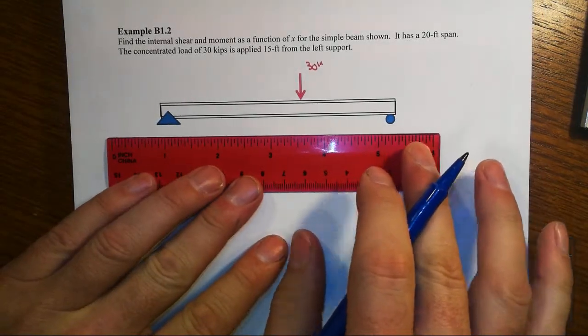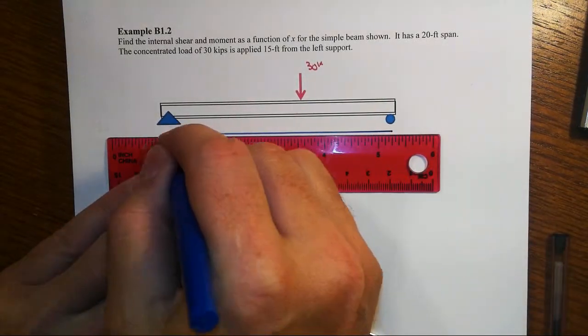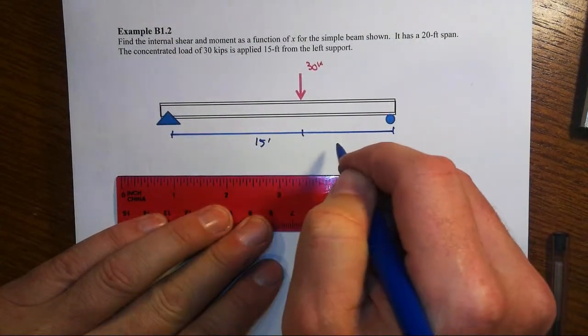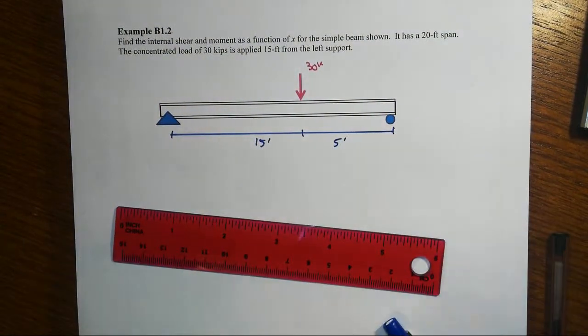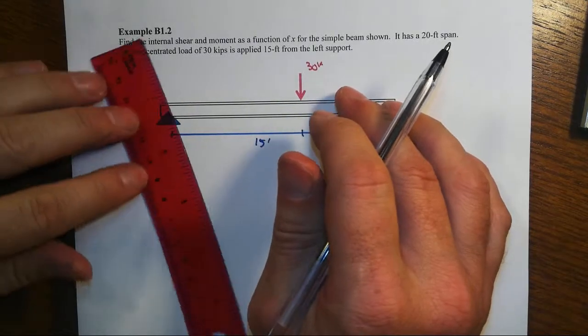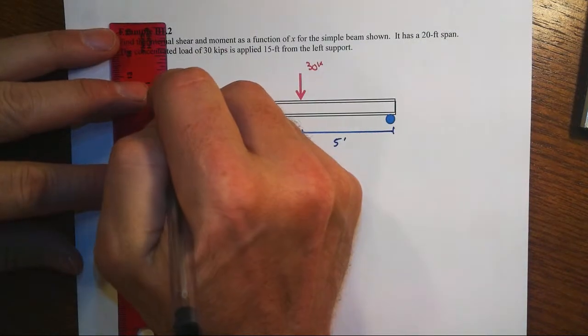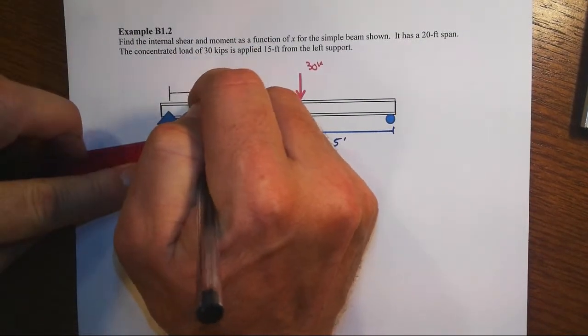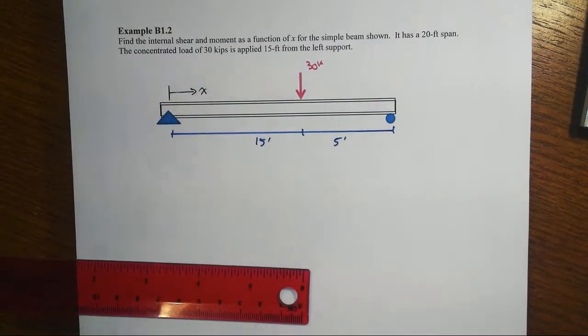It may not be drawn perfectly to scale, but what we've got here is something that looks like that, and it says as a function of x. Well, typically we'd put our coordinate system over here at the far left, so we'd call that then as a function of x. Right?